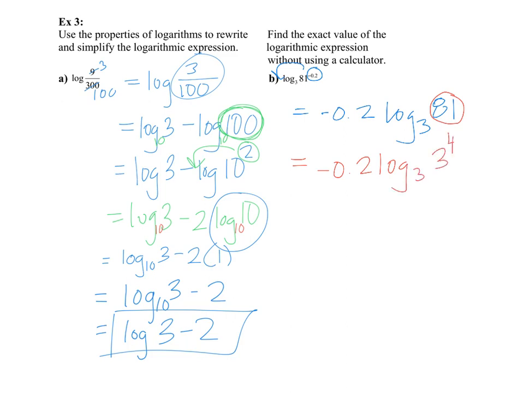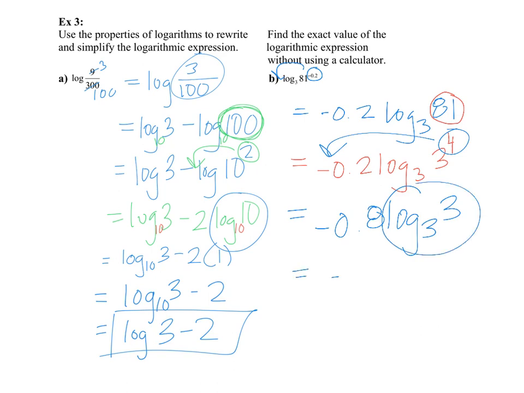Okay, cool. Now I could once again apply the power property, bring that in front, so I get negative 0.8 log of 3 base 3. And what's log of 3 base 3? This turns into 1. All right, so I just end up with negative 0.8. Simple as that. All right, on to the next example.